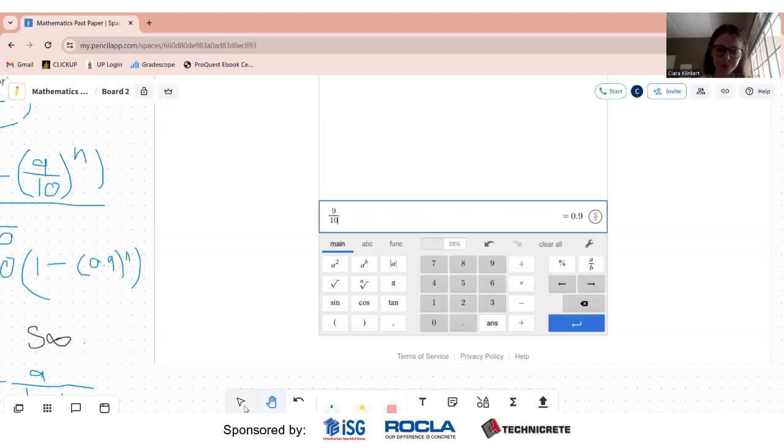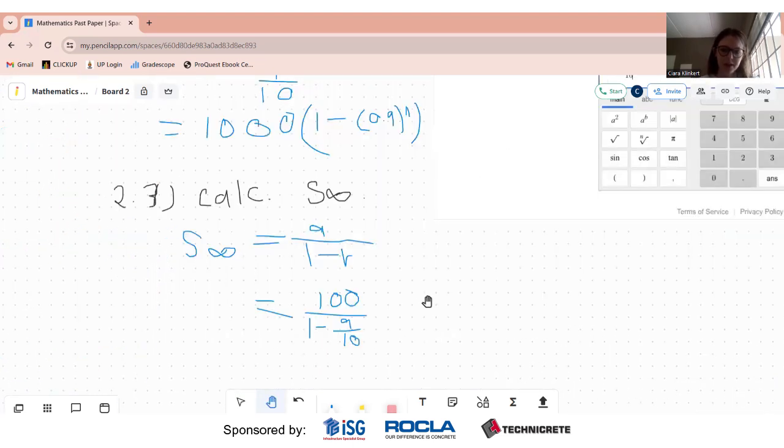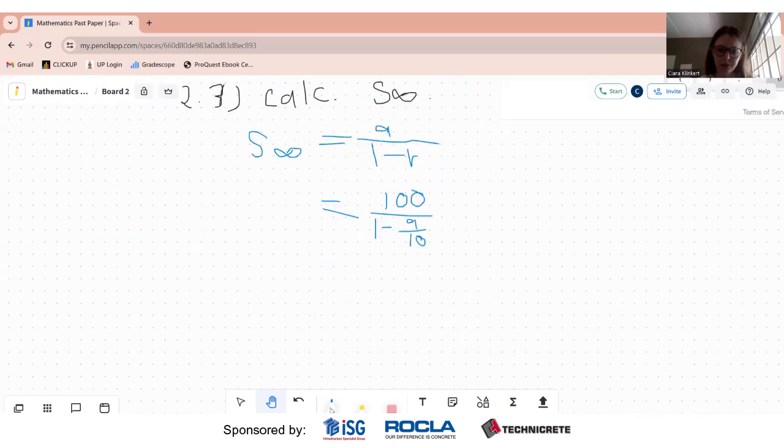Okay, so we have 100 over 1 minus 9 over 10. And we get 1,000. And that is our sum to infinity. And it is as simple as that.